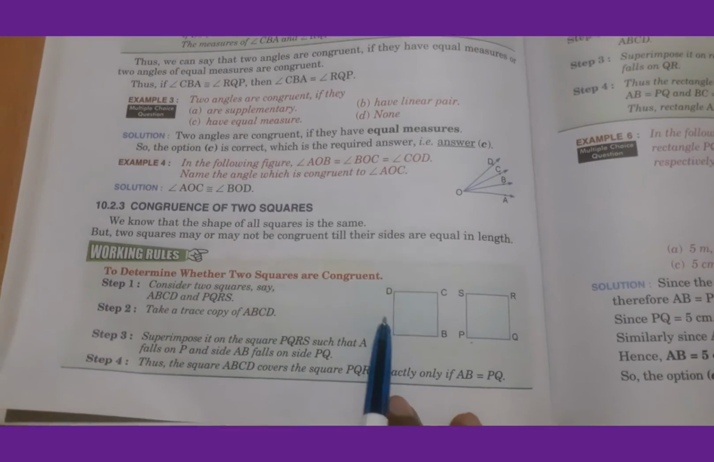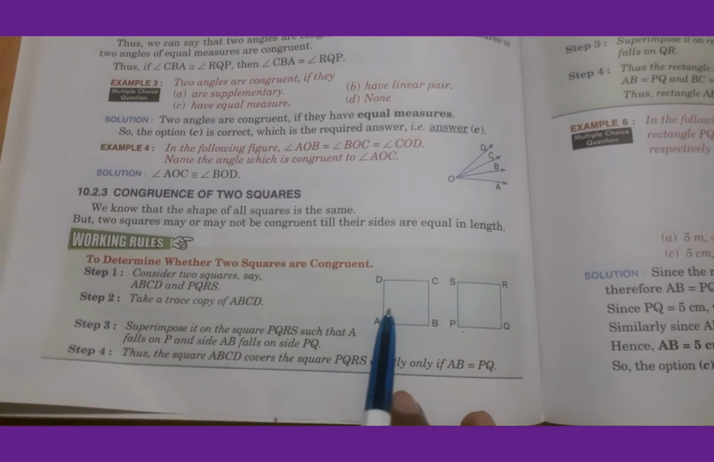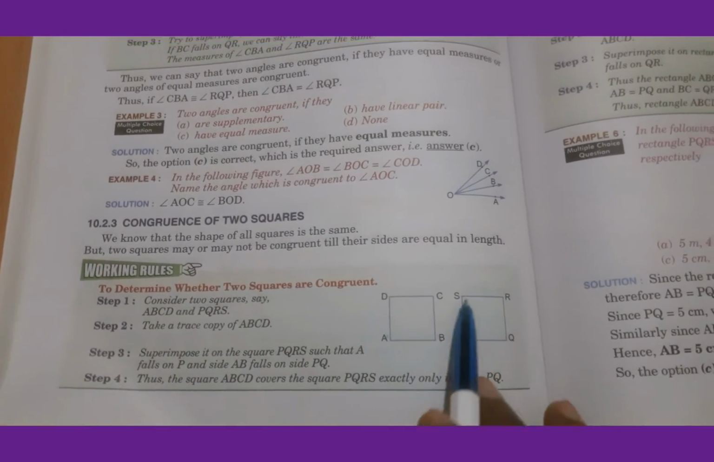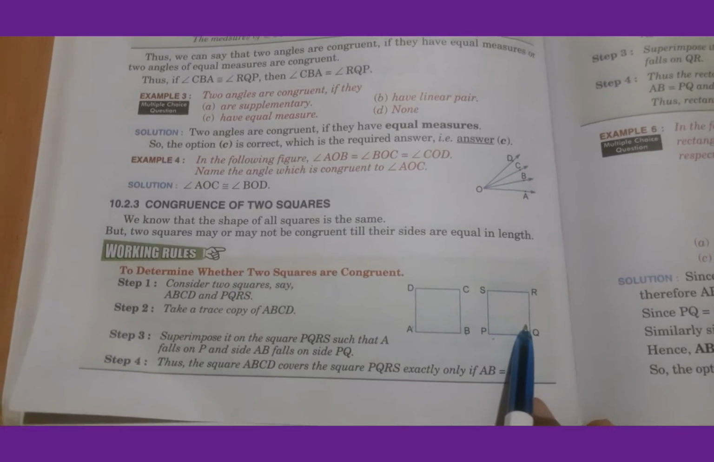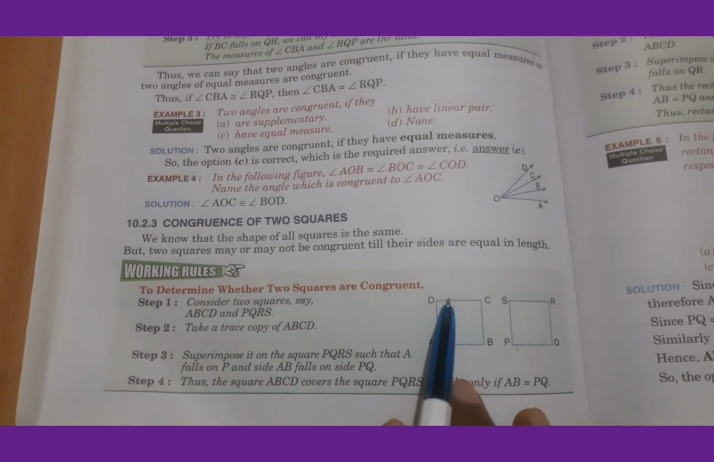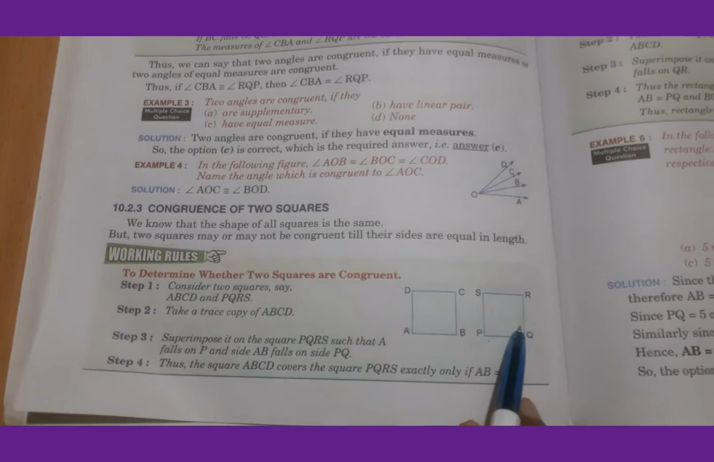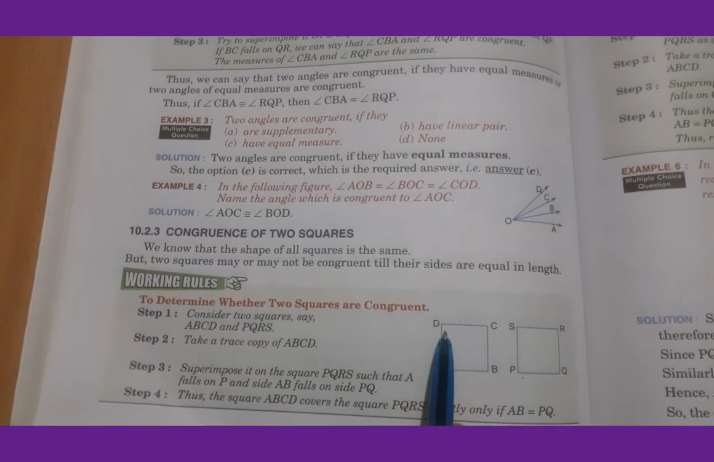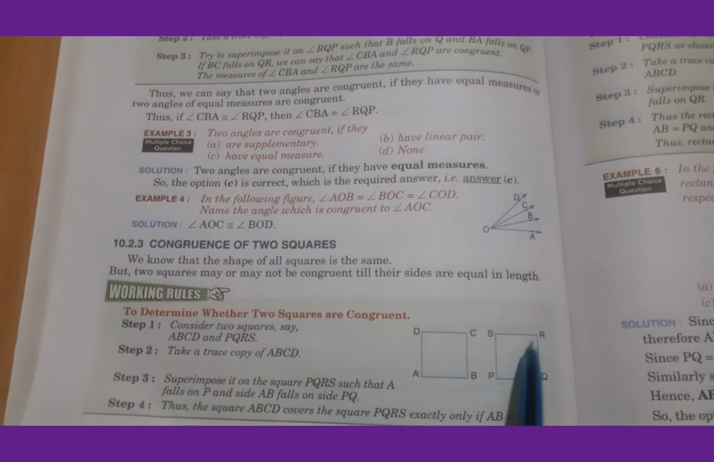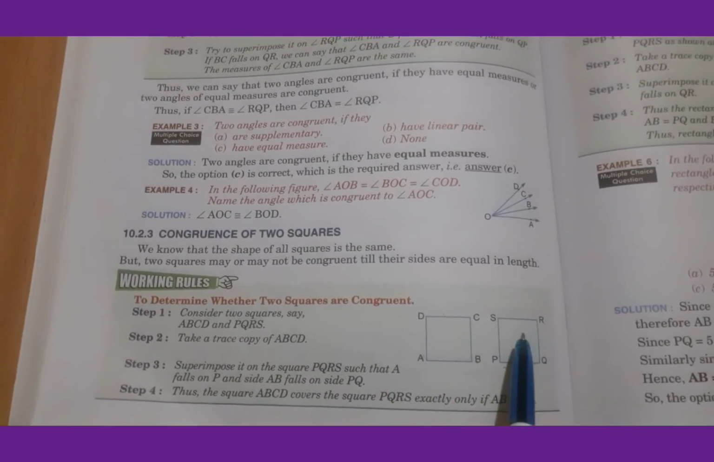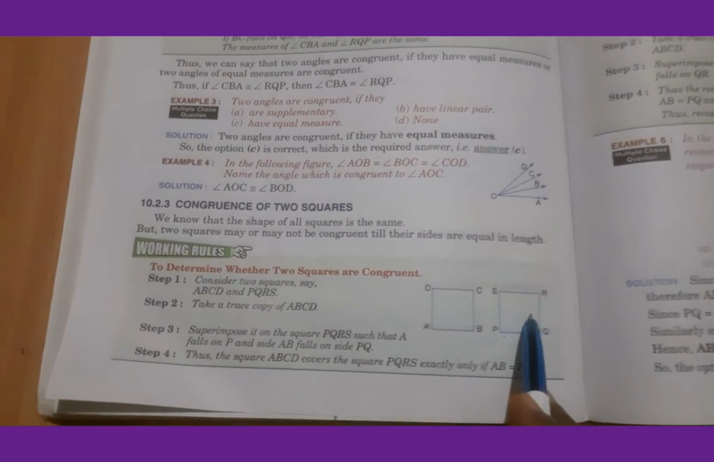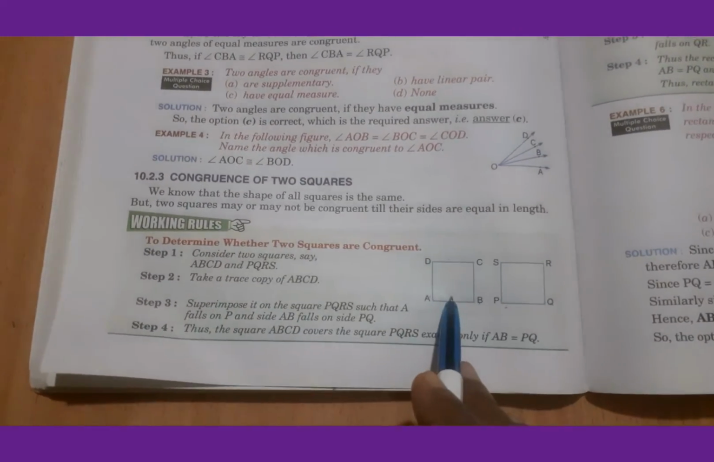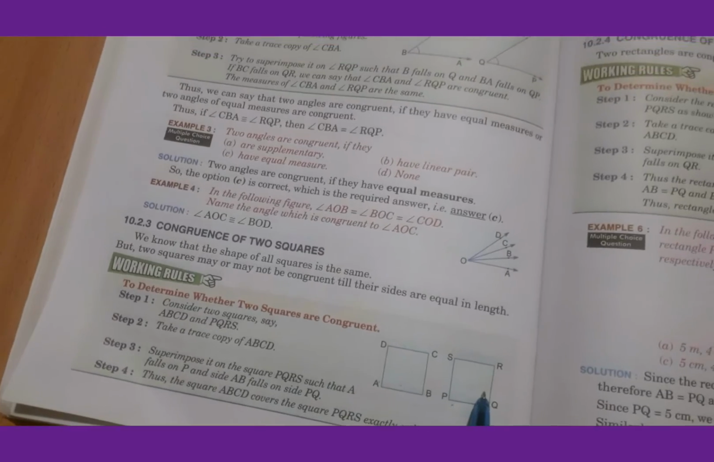You know that the sides of a square are equal. If AB is equal to PQ, then all sides of both squares are also equal. So if one figure, square ABCD, totally superimposes on the other figure, that is, covers or coincides with the other figure, then we can say these two squares are congruent to each other.